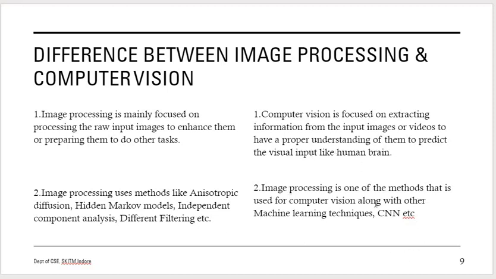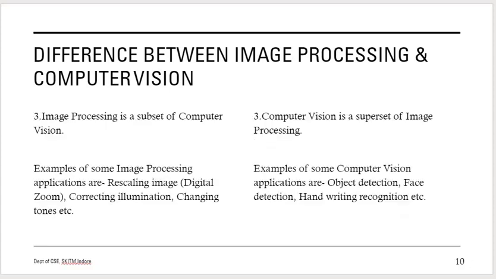In the same way, for computer vision we are using techniques like machine learning techniques, CNN, and different algorithms. So image processing is a subset of computer vision, or the opposite, computer vision is a superset of image processing. Some examples of image processing applications are rescaling the image, correcting illumination, changing the tones, etc. Some applications of computer vision are object detection, face detection, and handwriting recognition. These are some of the examples.